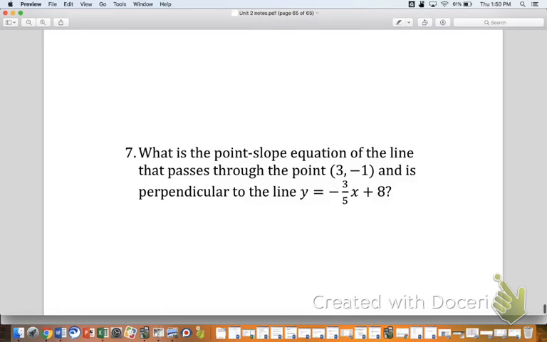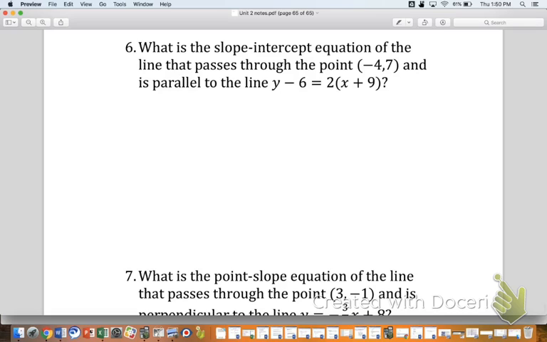Number 6 says, what is the slope-intercept of the equation of the line that passes through the point -4, 7 and is parallel to this other line? Oh, this is one of those ones we did yesterday, right? What are the two things you got to have to find the equation of any line? Slope and a point on the line. Yep. So I need those two things.